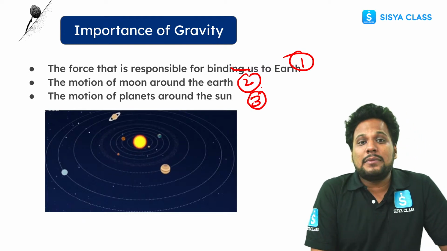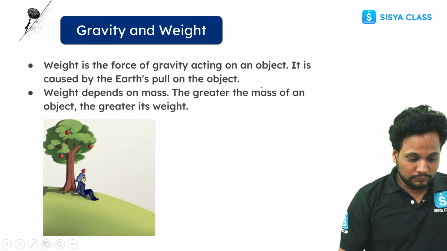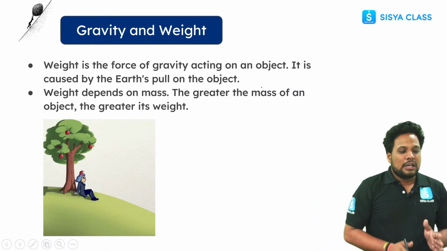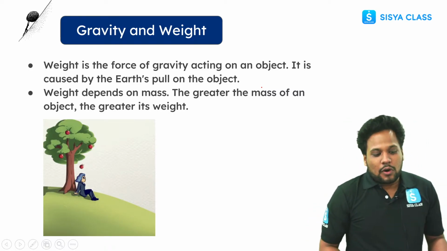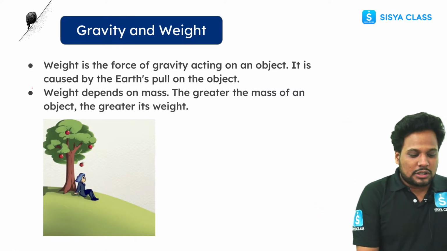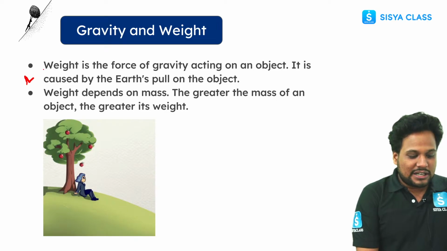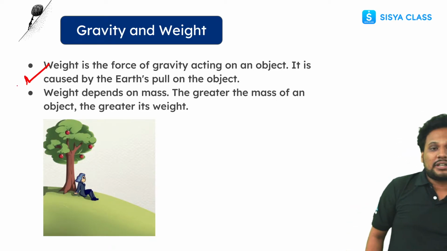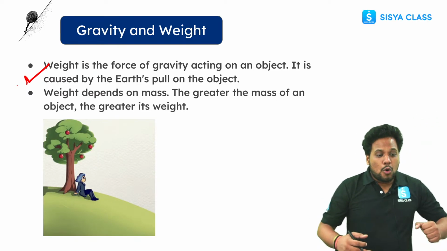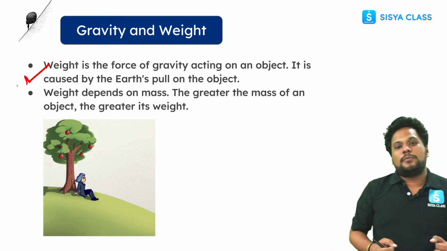Okay. So these are some importance of gravity. Now how are gravity and weight related? What is weight? I told you weight is a force of gravity acting on an object, and it is caused by the earth's pull on the object. And how are they related? The more the mass of an object, the more is the weight.